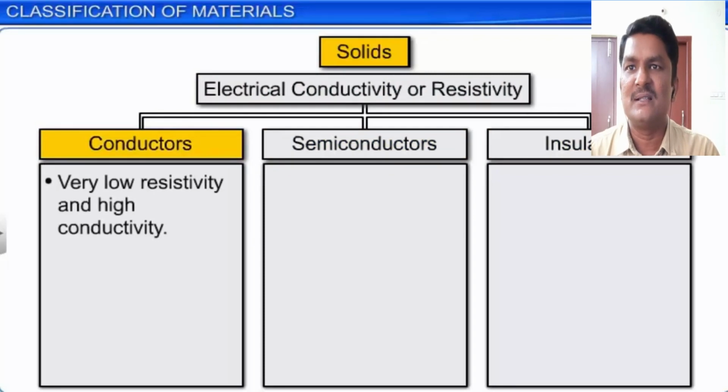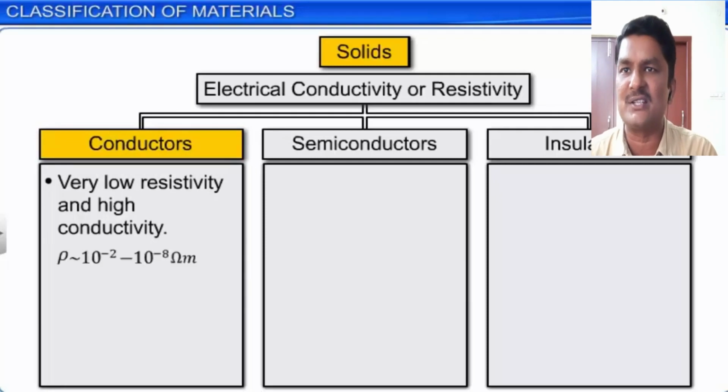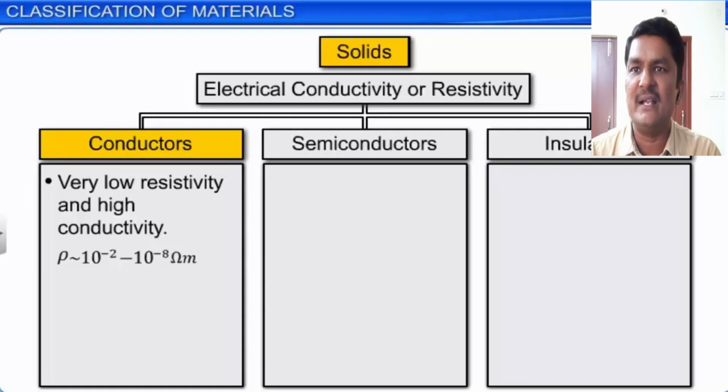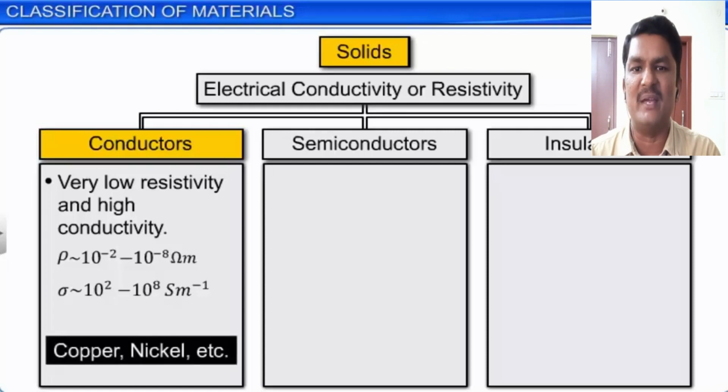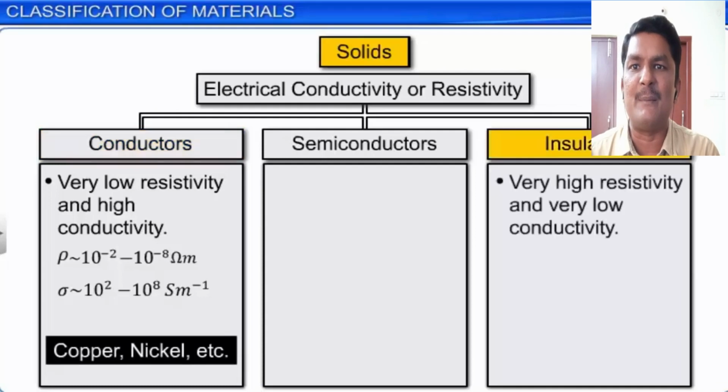The substances which allow electric current easily through them are called conductors. Conductors have very low resistivity and very high conductivity. The resistivity of conductors is in the order of 10 power minus 2 to 10 power minus 8 ohm meter, and the conductivity of conductors is about 10 square to 10 power 8 Siemens inverse. Examples of conductors are copper and nickel.